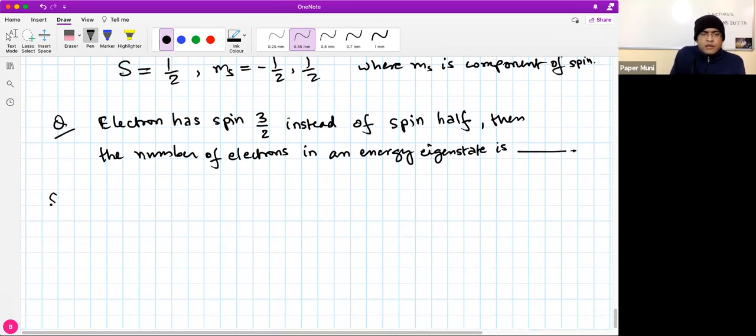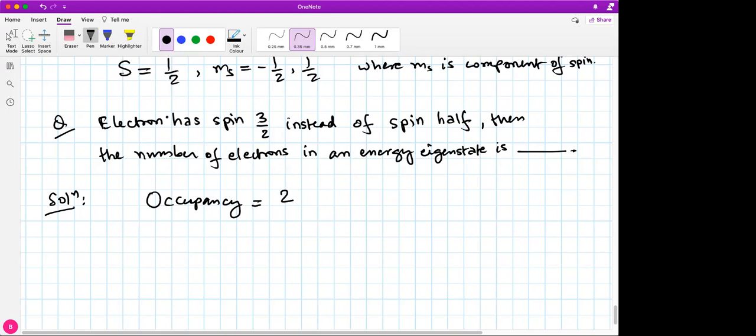Now here there is a hypothetical situation where the question says that instead of electron having a spin half, which is true, let's say it has 3/2. Let's assume, this is not actually true, but let's assume a hypothetical situation. So the occupancy. Now, how many electrons with spin 3/2 can occupy a given energy state? 4. So you just place the spin value.